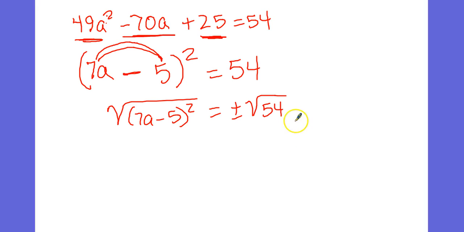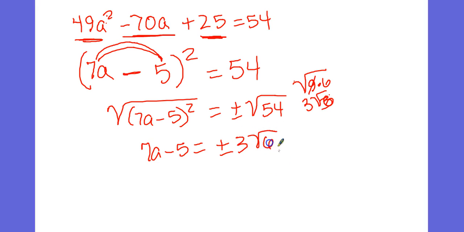Okay, 54. Does it have a perfect square? Let's simplify it. 9 times 6. Square root of 9 is 3. So 3 square root of 6. That's not a 6. Okay, so now we have 7a minus 5 is equal to plus or minus 3 square roots of 6. Now, we have to start moving these numbers over. So we'll add 5 to the front. So we have 7a equals 5 plus or minus 3 square roots of 6.